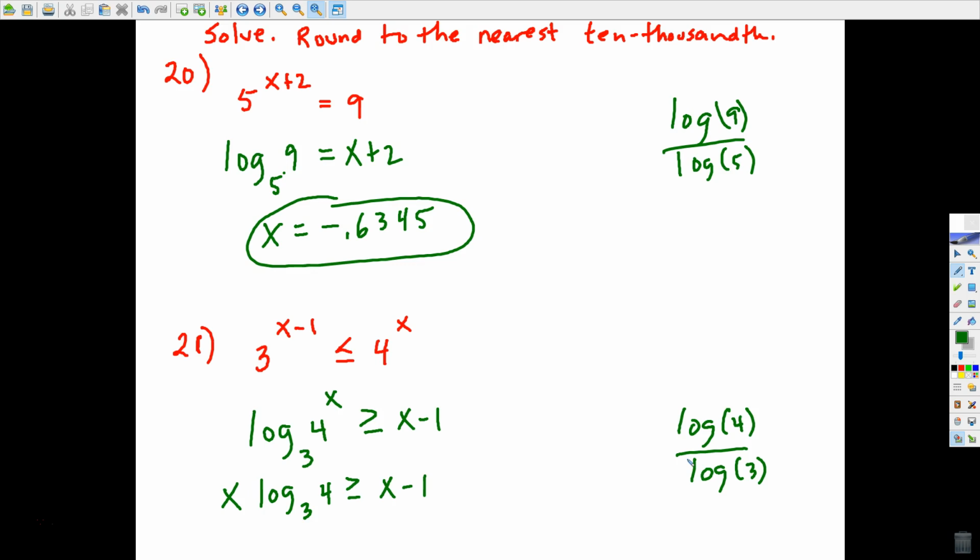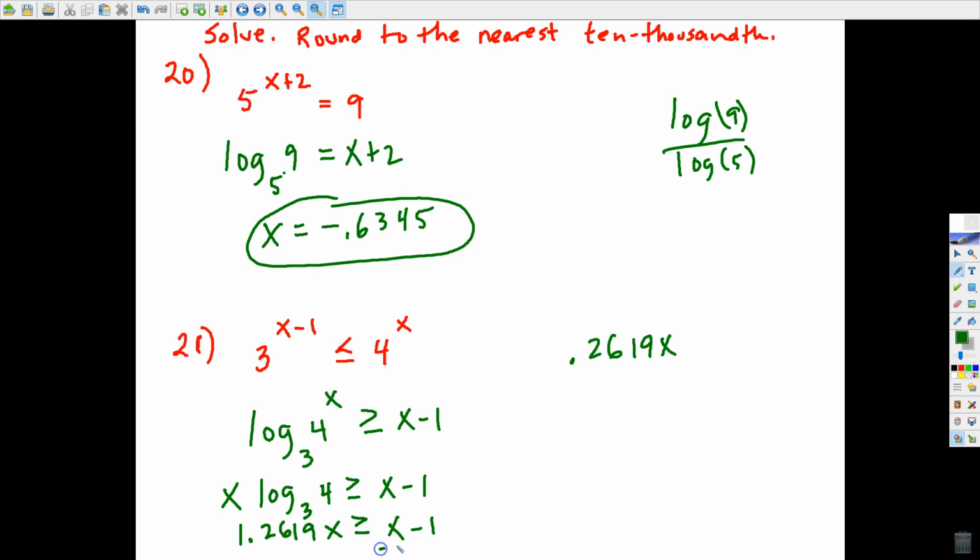So log 4 divided by log 3, that's 1.261859507. Times x, I'm just going to go ahead and round it to ten-thousandths, 1.2619x is greater than or equal to x minus 1. And now to solve for x, I need to get the x's together on the same side. So I'm going to subtract 1x from both sides. So it's like 1.2619 minus 1, which is 0.2619x.